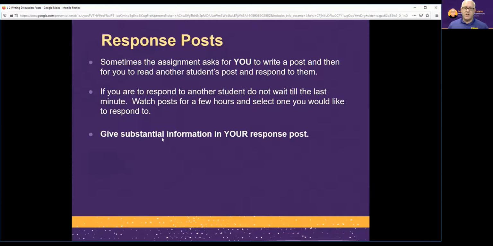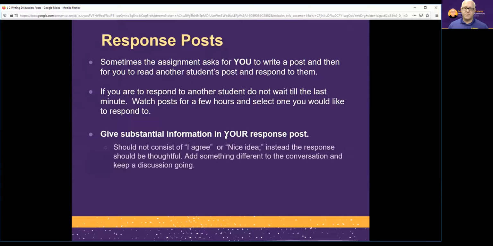When you go to respond, give substantial information in your response post. It should not consist of, oh, I agree, or that's a nice idea. Instead, the response should be thoughtful, add something different to the conversation, and keep a discussion going. We'll get to response posts probably next semester as we move into genetics and DNA.